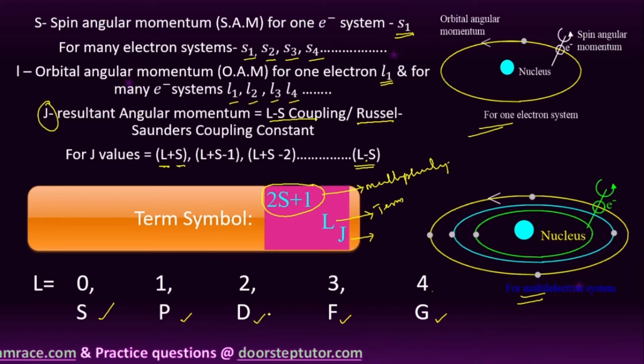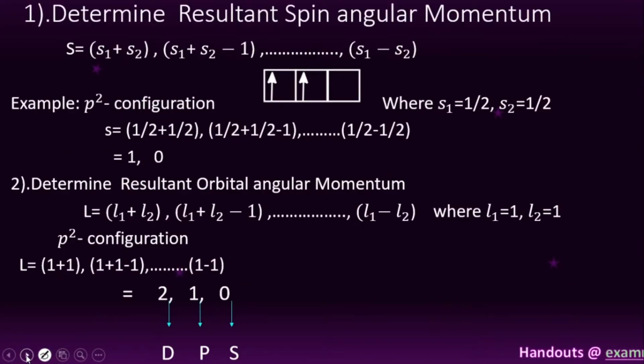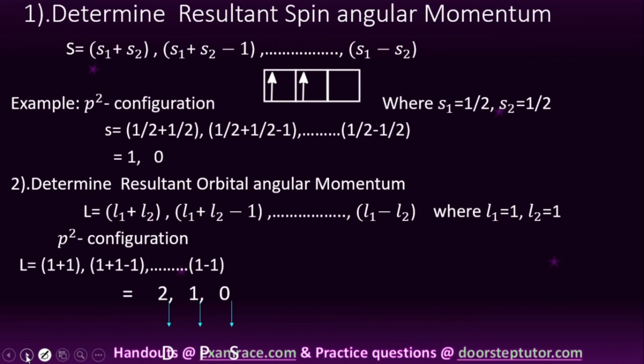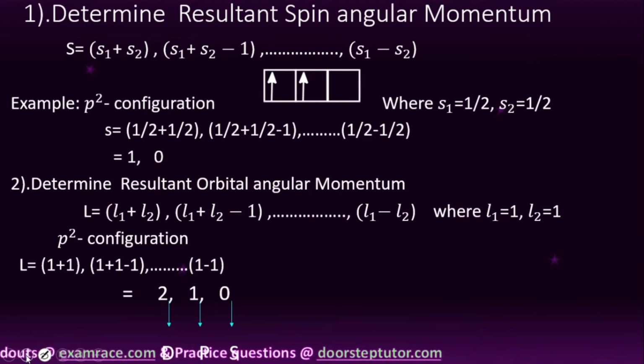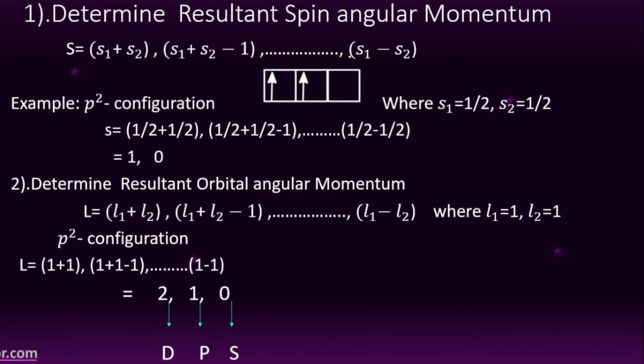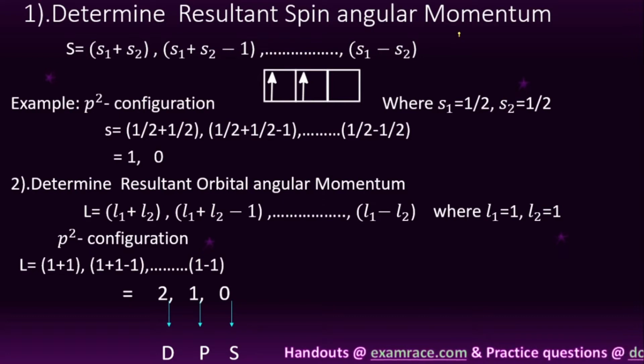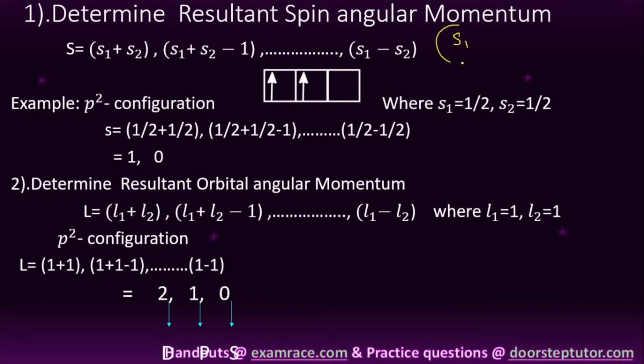So the next examples, is that clear, students? Please remember these L values, students, the term symbols, right? So now we will move on to how to determine a term symbol step by step. First, we determine the resultant spin angular momentum. Okay, we already know very well, students, that the spin angular momentum comes from the spinning of the electron around its own axis, right? For a single electron system, students, we denote it as S1.